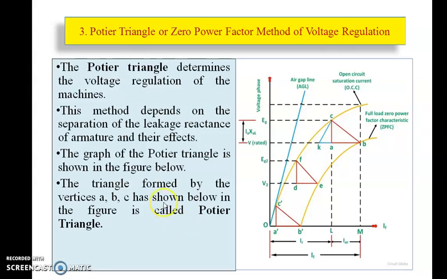The graph of the Potier triangle is shown in the figure. The triangle formed by the vertices A, B and C shown in the figure is called a Potier triangle. Whatever triangle I have shown in this particular graph is nothing but a Potier triangle, or simply called the zero power factor method of voltage regulation. This ABC is a triangle, or DEF is a triangle, or A'B'C' is nothing but a Potier triangle. And by using the Potier triangle we can easily find out the voltage regulation of generators.